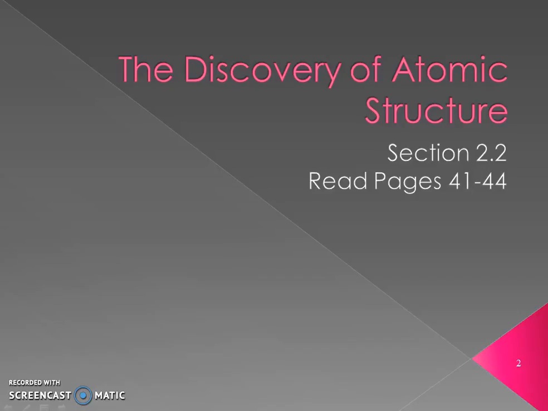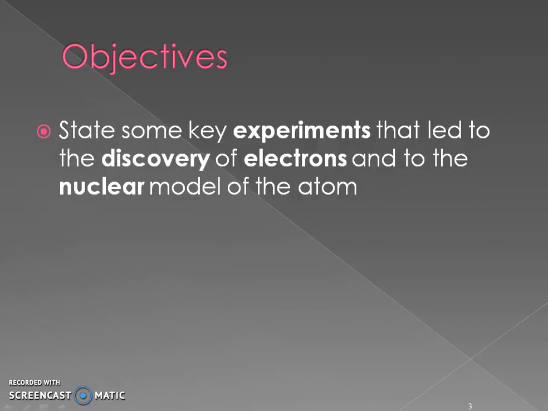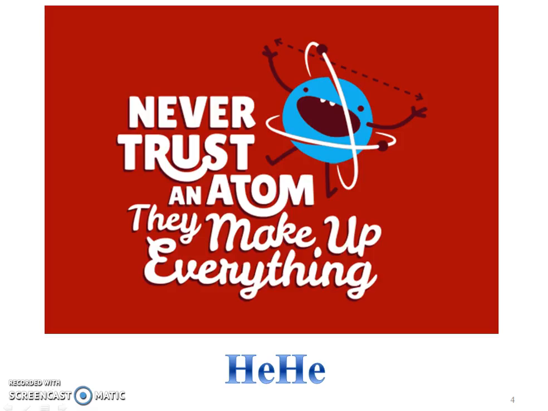This is Mrs. O'Neill for AP Chemistry, Chapter 2, Section 2, The Discovery of Atomic Structure. I'd like to remind you that most of this will be review from Chem 1. The objective for this section is to understand the experiments that led to the discovery of electrons and the nuclear model.